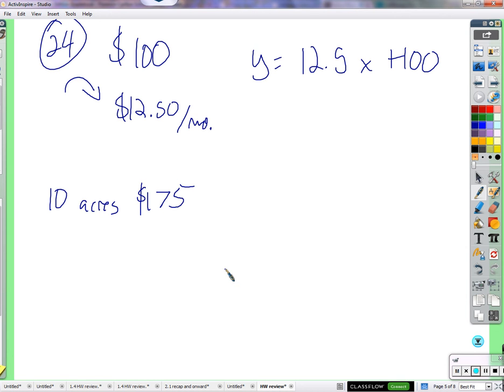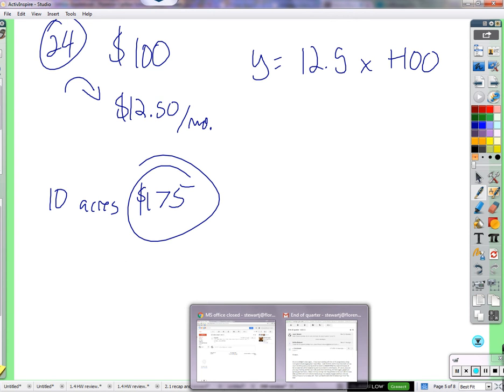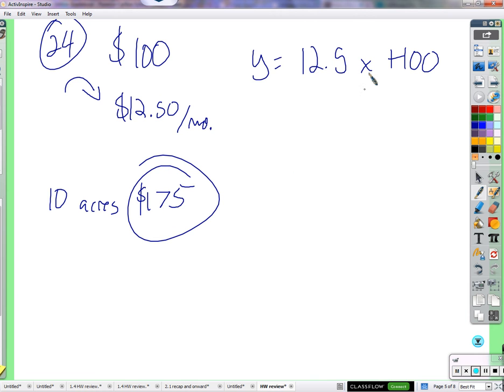Anyway, if you were going to buy 10 acres of land on Mars for $175. Yes, it says that you're going to buy 10 acres. So how much money do we need to buy 10 acres? $175. That's how much money we want to have. Okay. So should I plug $175 in for x? No. Why not? It's not months, it's money. What is money in this equation?